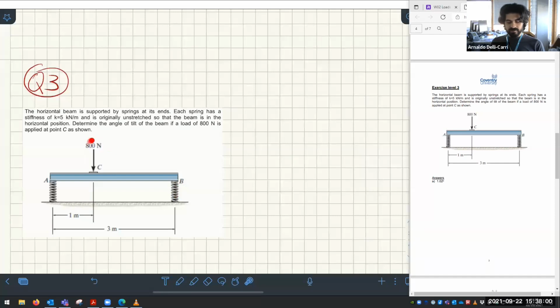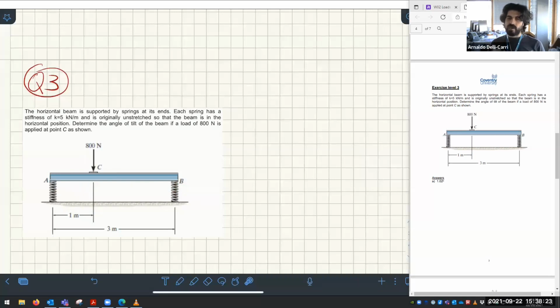There would be no reason to tilt. Now, since this is not applied in the middle, it's applied 1/3 of the way. That means that this spring will feel more of this force, and this spring will feel less of this force, so they will react differently. So this will react more, and this will react less.